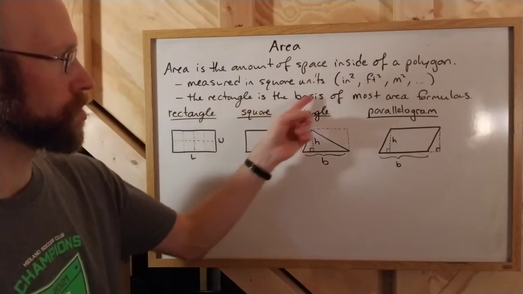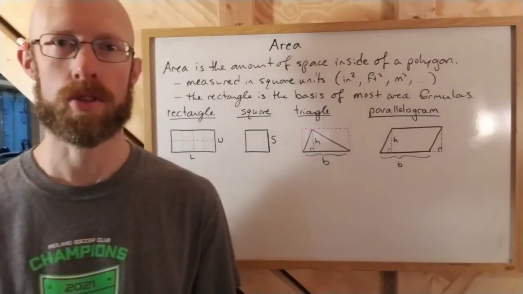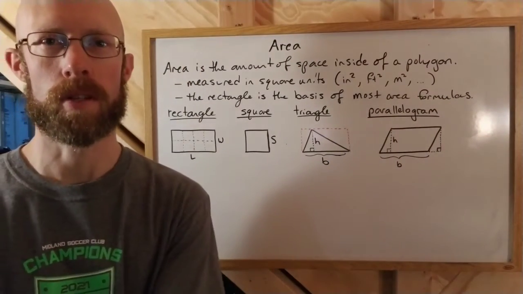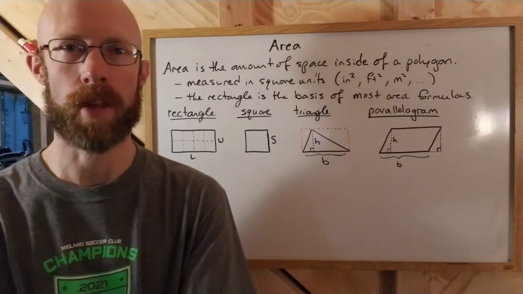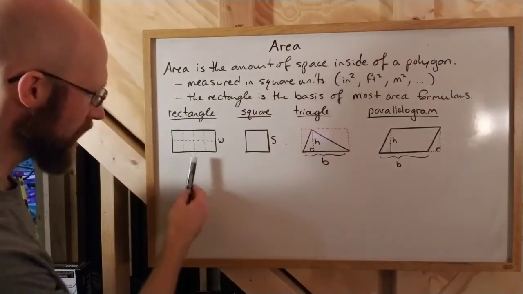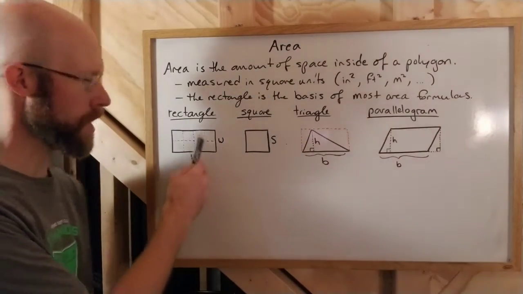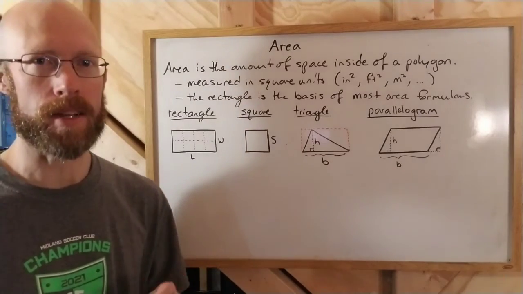And the rectangle is really the basis of most of our area formulas, okay? Maybe not so much for the circle, but the other ones that we're going to see today, the rectangle is really the foundation. It's the basis. Because every rectangle can be made up of 1 by 1 squares, and they fit in there really nicely.